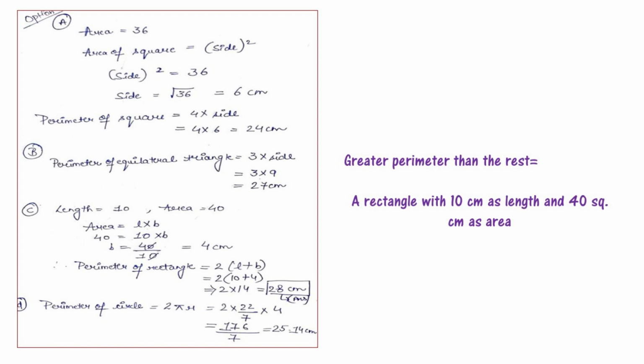Now comes option D, a circle with radius of 4 centimeter. That is, perimeter of circle is 2 pi r. We know the value of pi, that is 22 by 7. Now we will put here, that will come 2 into 22 by 7 into 4, which will be 176 divided by 7, that will come 25.14 centimeter. So greater perimeter than the rest is a rectangle with 10 centimeter as length and 40 square centimeter as an area, that is 28 centimeter, which is C option.